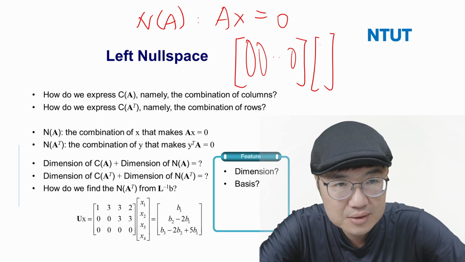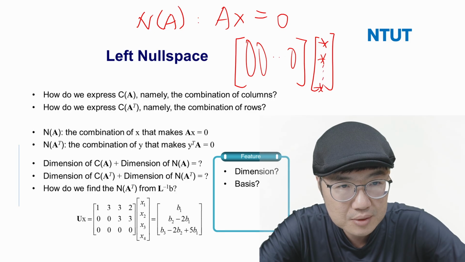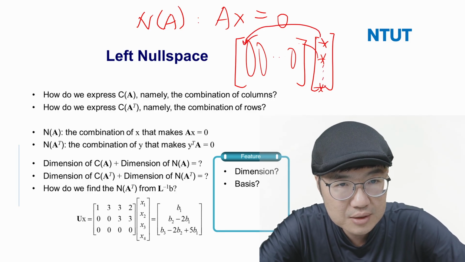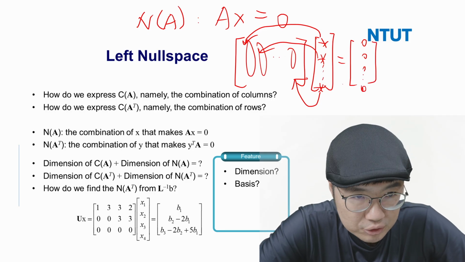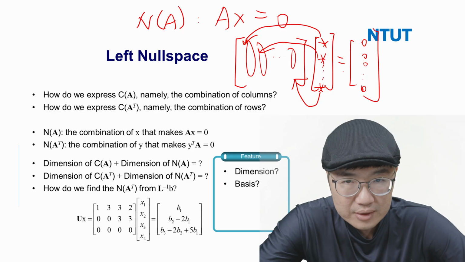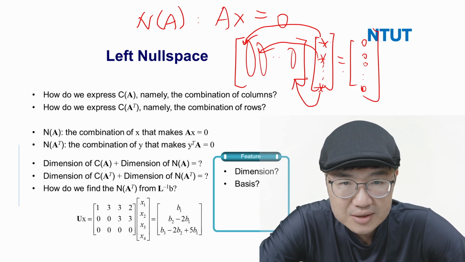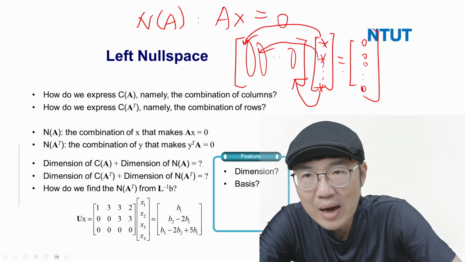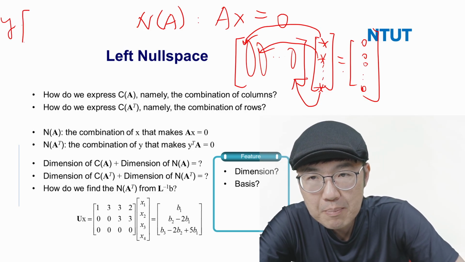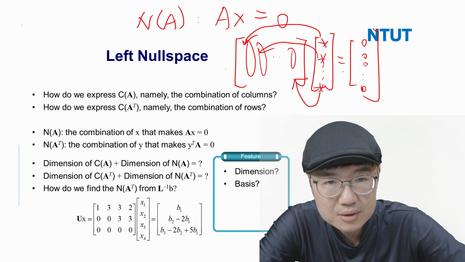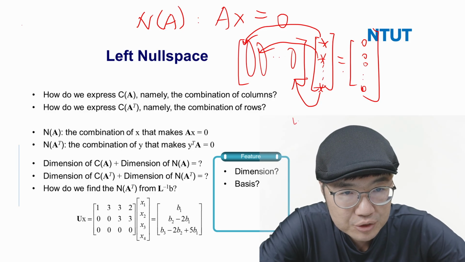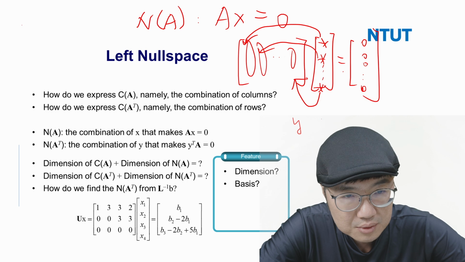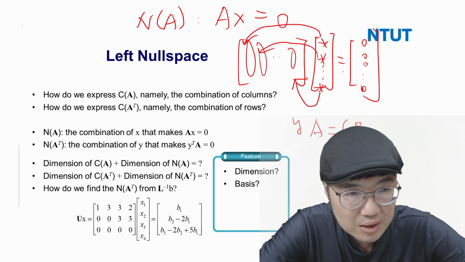If A contains n columns, this linear combination makes 0 for the right hand side. It generates a 0 vector. The definition for left null space is called the y that makes the linear combination here. The y that makes the linear combination of all the rows be a 0 row.